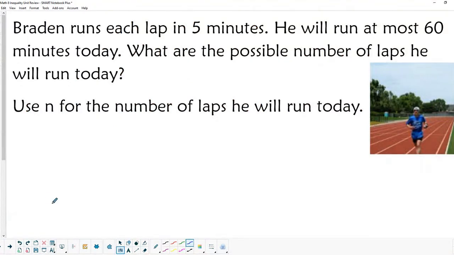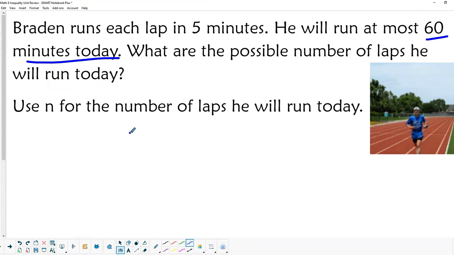Now let's do a couple word problems. Braden runs each lap in 5 minutes. He will run at most 60 minutes today. What are the possible numbers of laps he will run today?